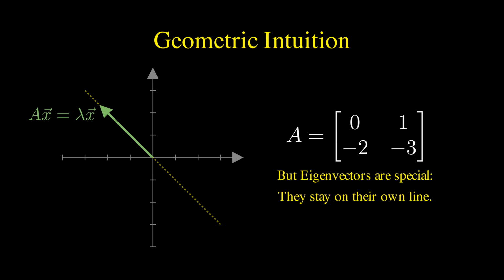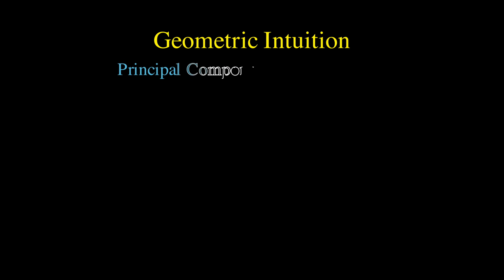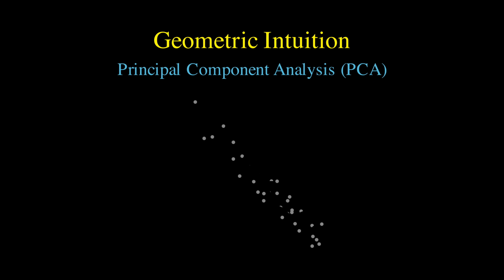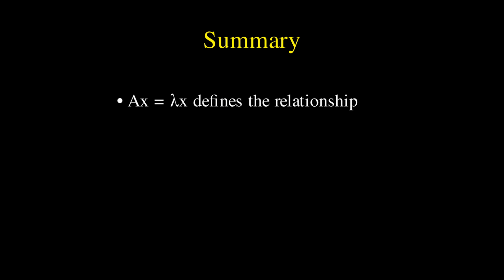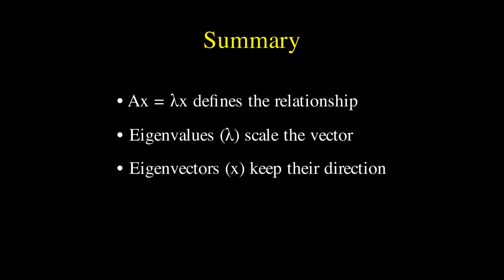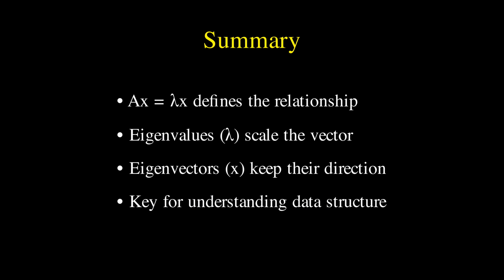This property of maintaining direction is incredibly powerful in data science. It allows us to understand the principal axis of data, which is the core idea behind algorithms like principal component analysis. When we find eigenvectors, we're finding the axes that really matter for the transformation. So to summarize, eigenvalues and eigenvectors tell us about the invariant directions of a matrix transformation, providing deep insight into the system's behavior. And that basically wraps up this video.